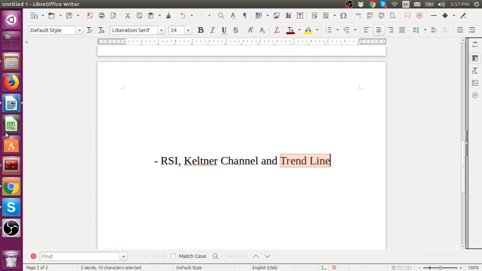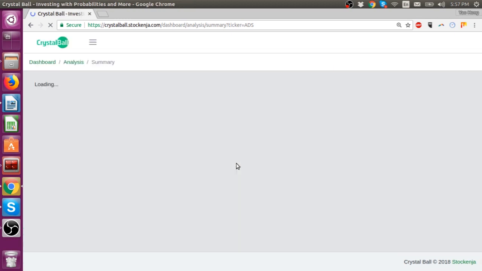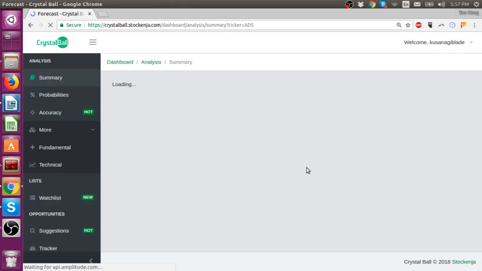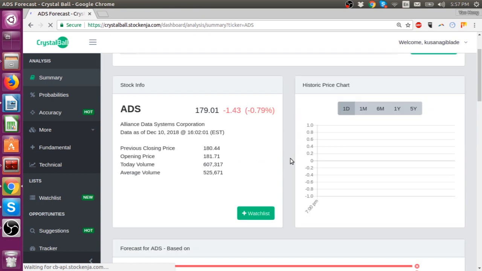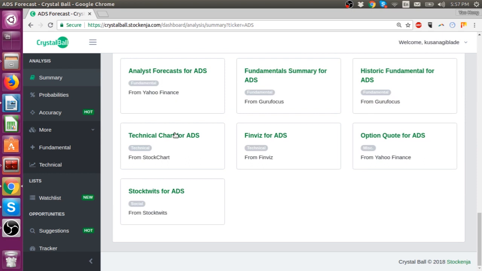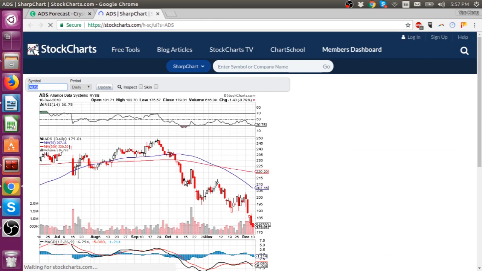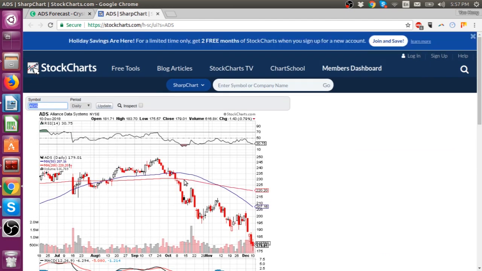Let's use our previous example in the second video, ADS, and I'm going to use Crystal Ball to search for ADS. Then I'm going to scroll down and click on technical indicators. Technical charts for ADS. And this will bring us to StockCharts, a great web application for technical analysis.